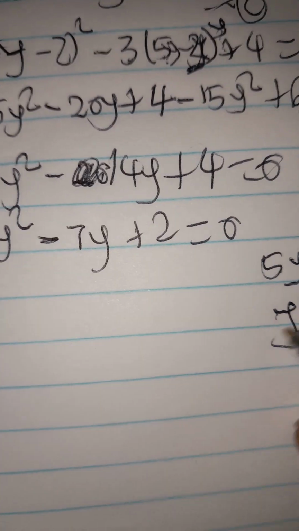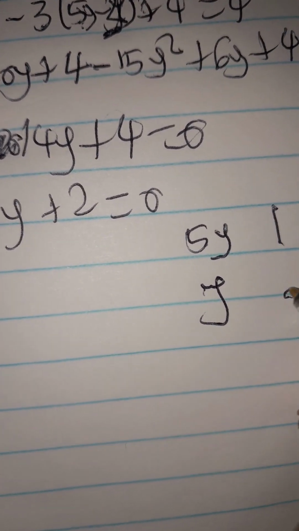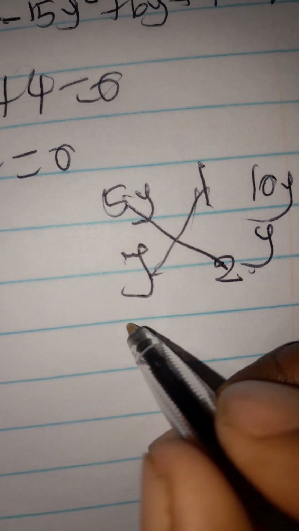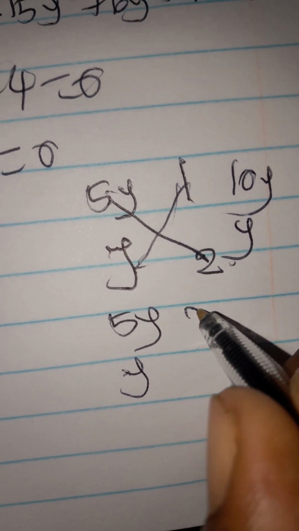5y and y there. Factors of 2, that will be 1 and 2. Let's see. 5 times 2, that will be 10y, and y times y, that will be y, to, let's see, does it give us minus 7y? No. Let's swap the factors there. But you can also use the quadratic formula, it might be your lifesaver in this case. So we have 2 and 1.